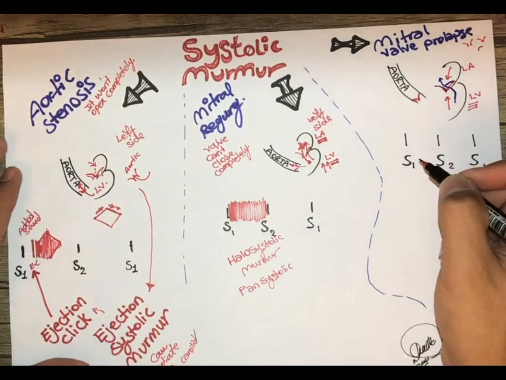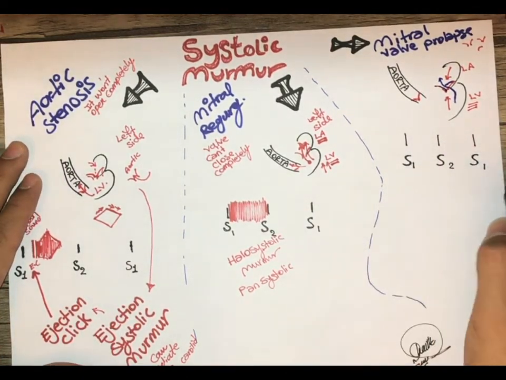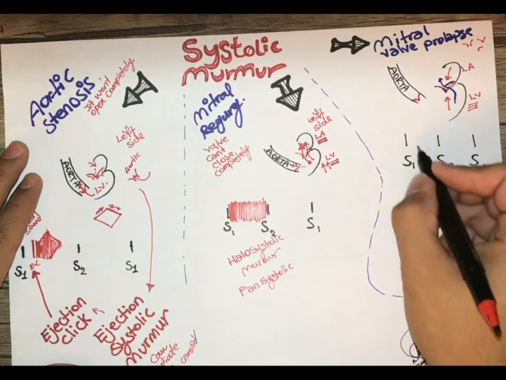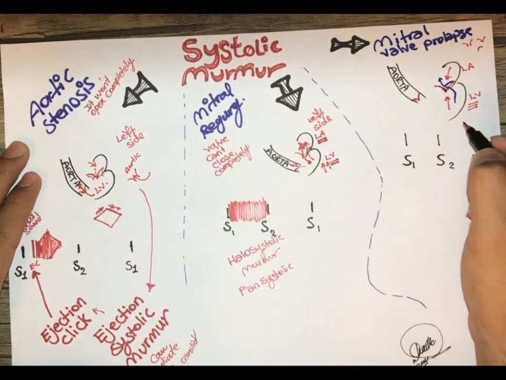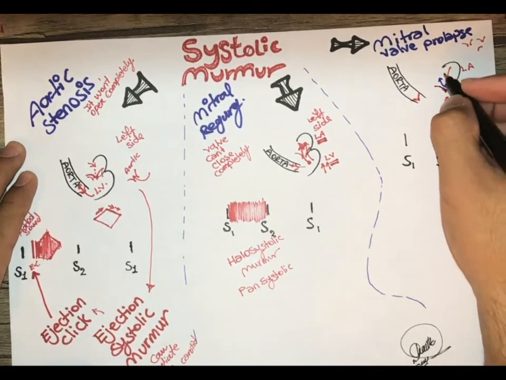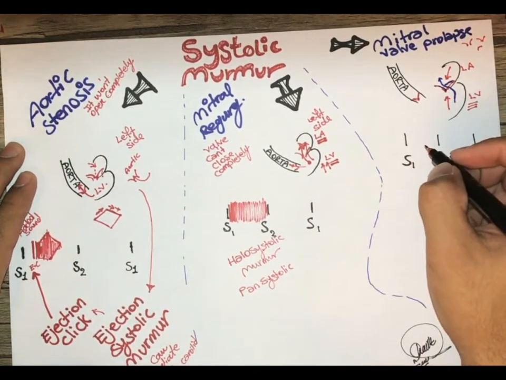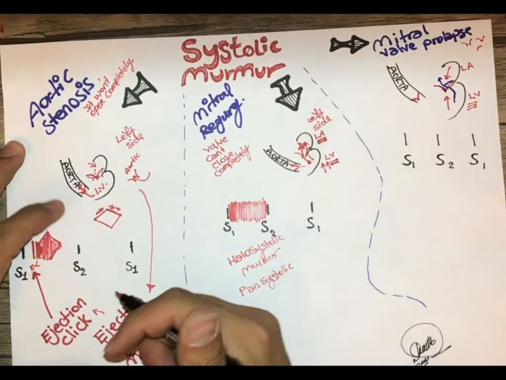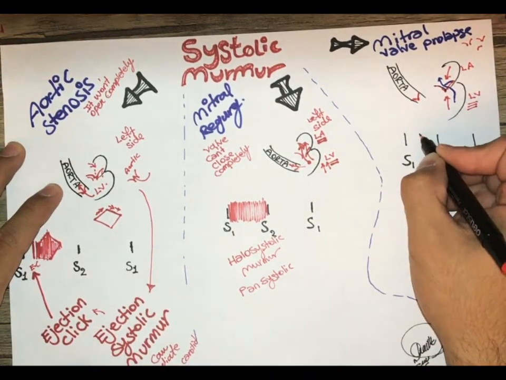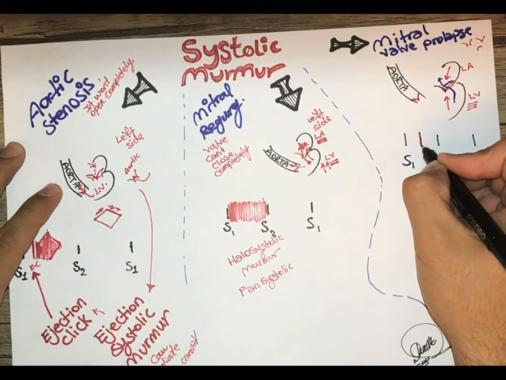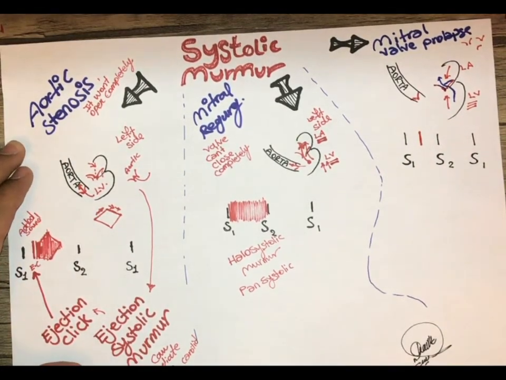So what's the shape and what's going on in S1, S2, S1? It is systolic, so it's in this duration. What's happening here is that there is a click, but it is not like the ejection click in case of aortic stenosis. It is a mid-systolic click. So why is it a mid-systolic click?